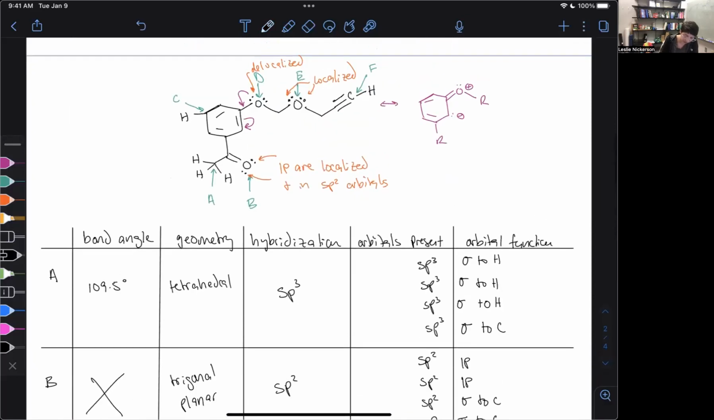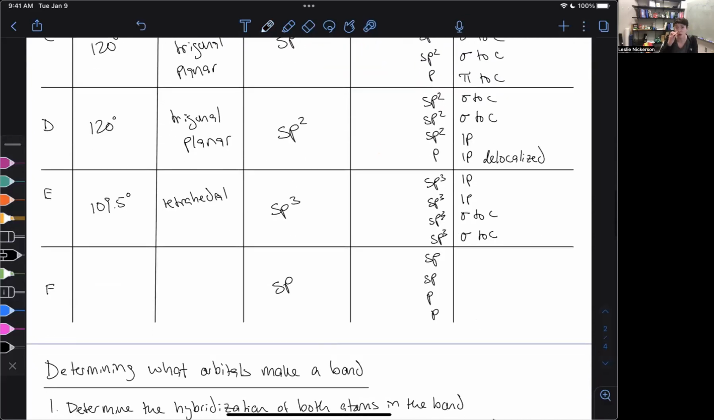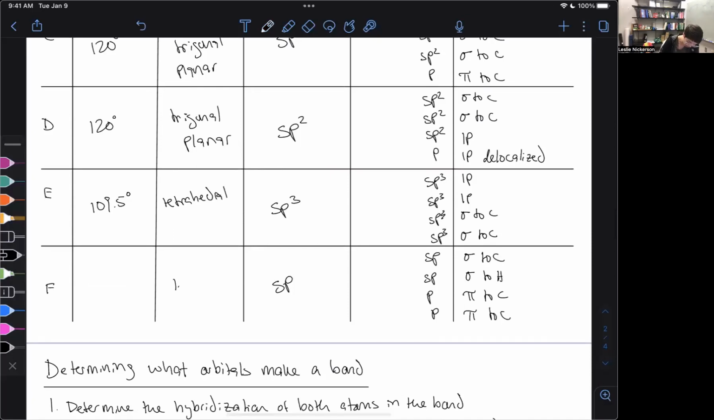All right, so then we've got 1 sigma bond, 2 pi bonds, and then a sigma bond to H. Okay, so as soon as I've got 2 pi bonds, that's where my 2 p orbitals are going to go. So they're going to be responsible for making those 2 pi bonds. And then we've got a sigma to H and a sigma to the C. Okay, for sp, that's going to be a linear geometry with a bond angle of 180 degrees.